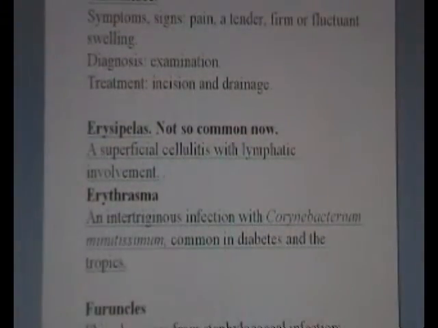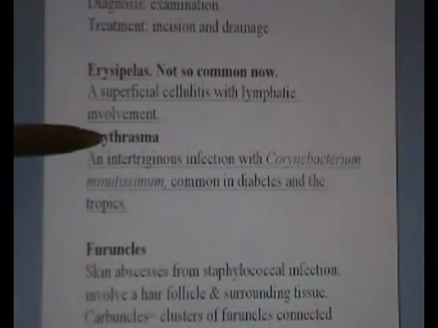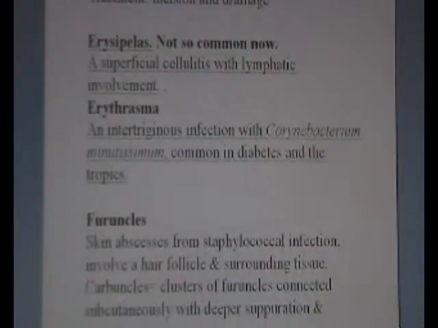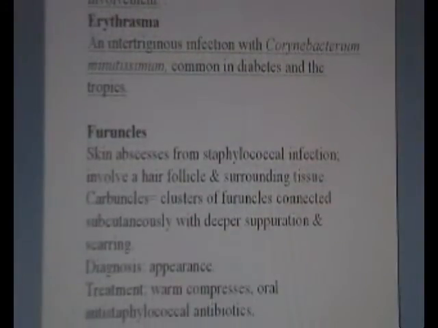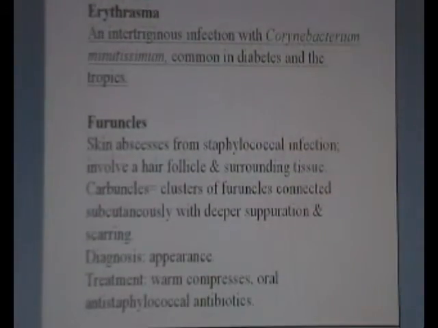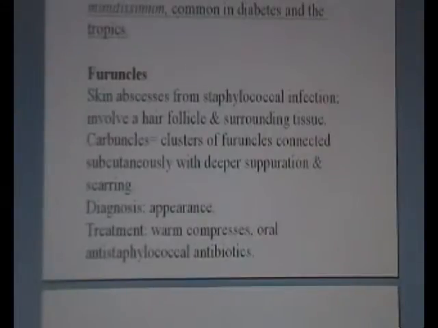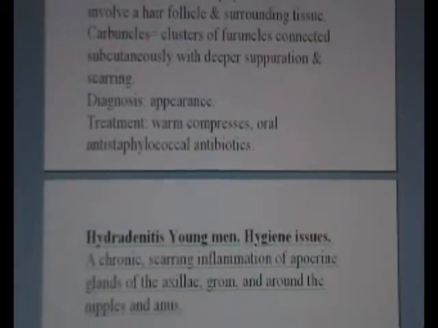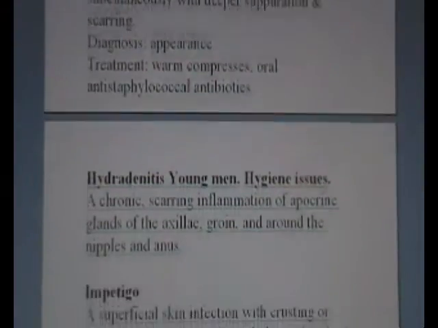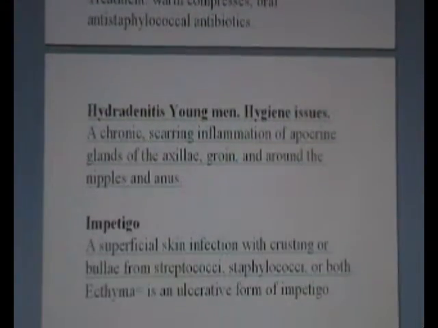Erysipelas used to be very common, it's related to strep infection, it's not so common now. Erythrasma, that's an infection, Corynebacterium minutissimum, it's common in diabetics. Diabetics are very prone to a lot of skin infections, by the way. Furuncles, these are large abscesses, staph, hair follicles, surrounding tissue. Carbuncles are clusters, diagnosis obvious, painful. Treat local factors, warm compresses, and antibiotics, may need drainage.